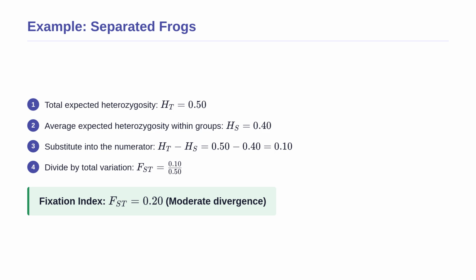We start by substituting our values into the numerator, subtracting 0.40 from 0.50, which gives us 0.10. Finally, we divide this difference by the total variation of 0.50. Our final answer is 0.20. This moderate value tells us the populations are on their way to becoming different species, but speciation is not yet complete.